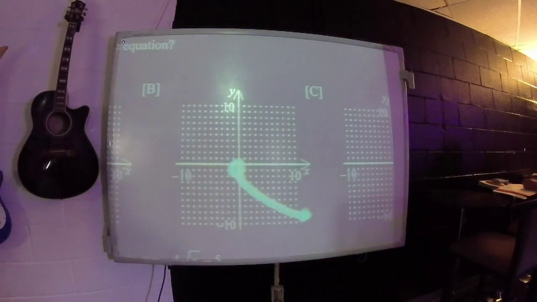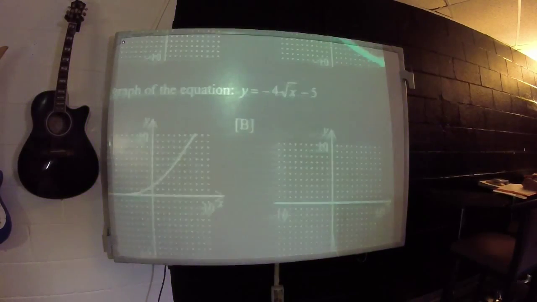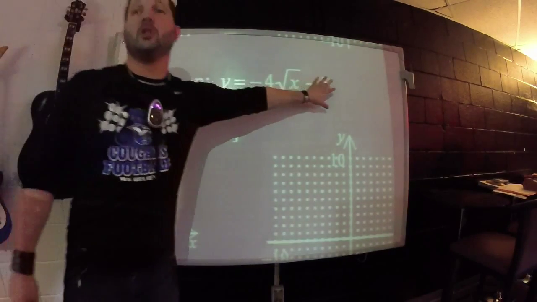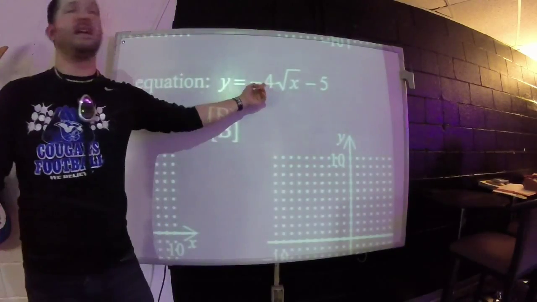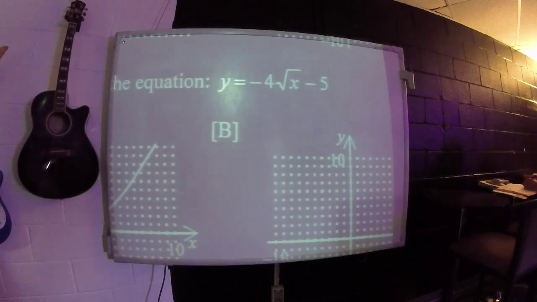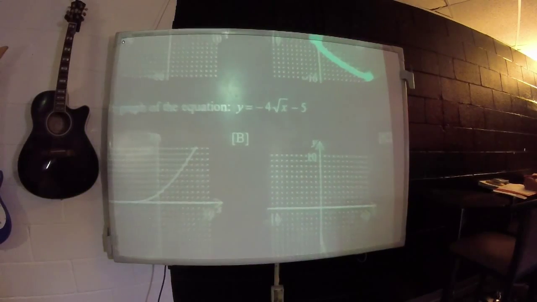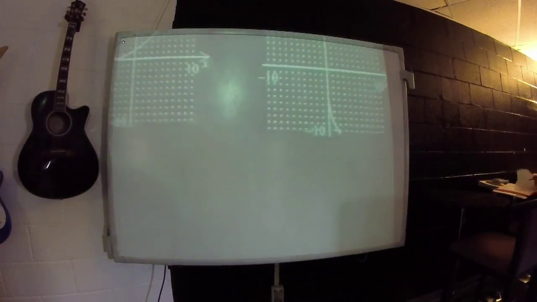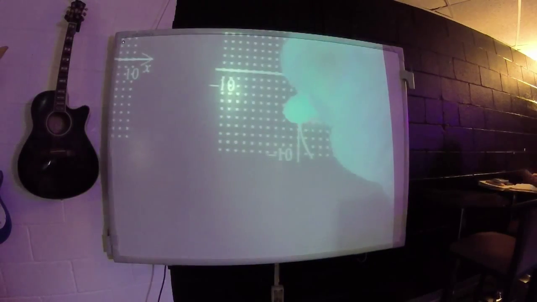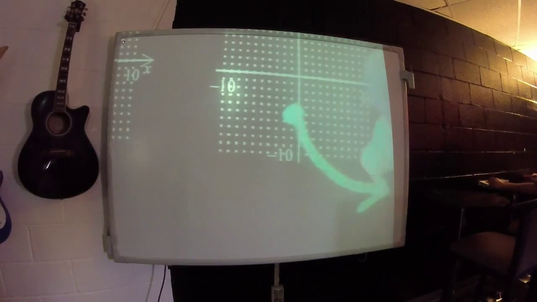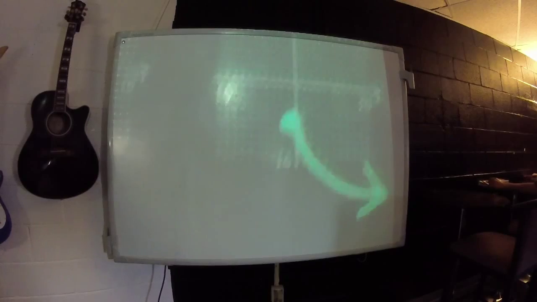And the last one, I have a negative and I have a shift. This means you're going to go down 5, but then what's that negative do? Flips it down. So which one shows us down 5? B. And notice the shape's a little different because of the 4, but that's basically it. We're here. And if you kept drawing, it would look like this. It just kind of didn't keep drawing that. And then C, no. D, no.